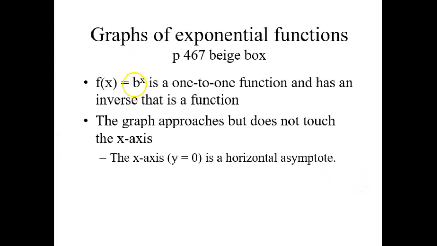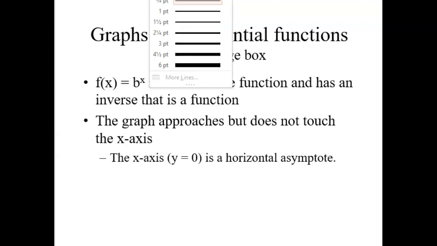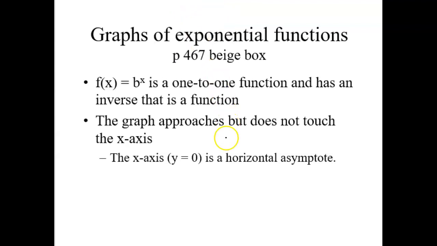So b to the x is a one-to-one function. It has an inverse. Because this function is always either going up or going down, never turns around, it does have an inverse. If you think back to looking at inverse functions from a graph, if I do this, I pass the horizontal line test. Every y will have only one x associated with it. So we will learn about how to find the inverse of these functions using something. The inverse of these functions is something called logarithm.